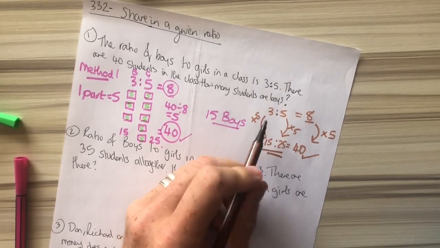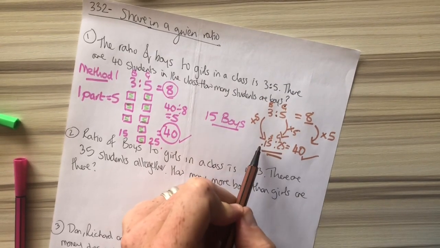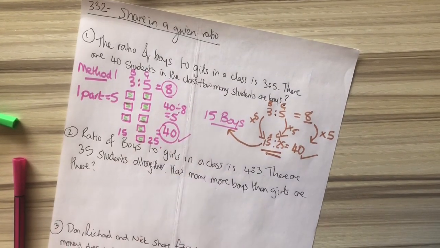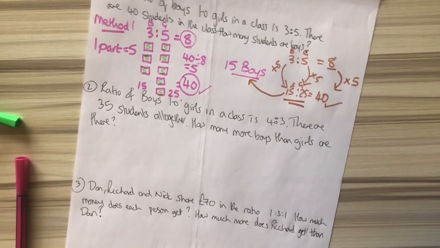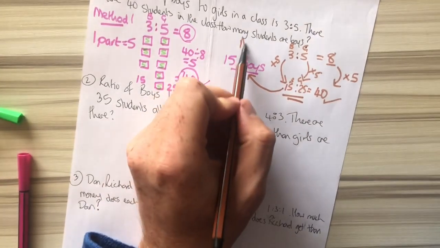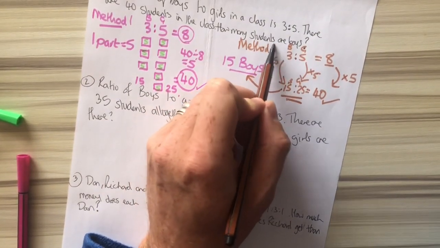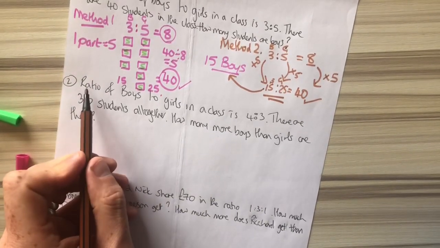Same thing, which one's which? Boys, girls. That's the boys, that's the girls. So answer 15. So for the next 2 questions, I want you to decide which of those methods you want to do. I'm going to stick with method 2.